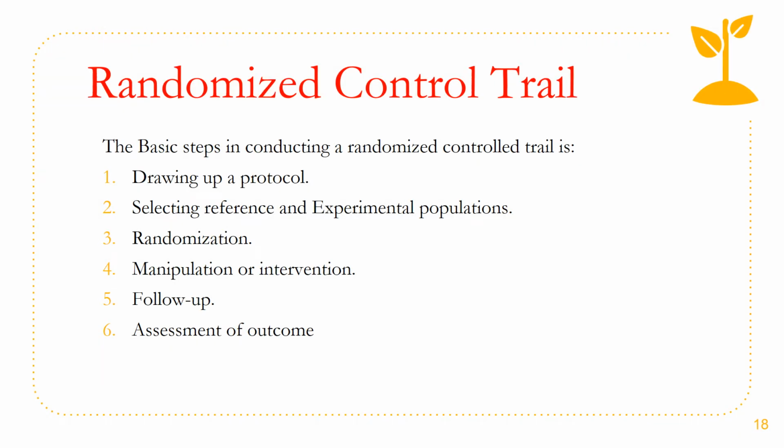Coming to randomized control trial. The basic steps in conducting a randomized control trial is drawing a protocol. That's most important. Then selecting reference and experimental population. Then randomization, manipulation or intervention, then follow-up, then assessment of outcome.